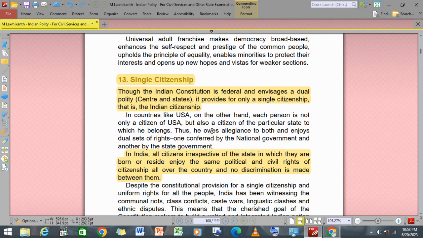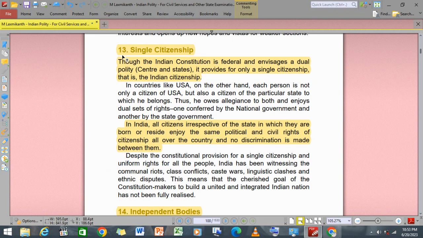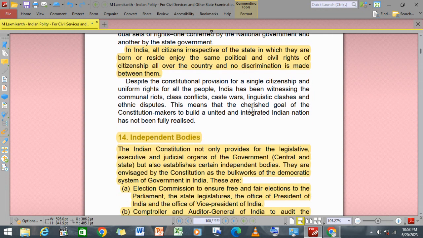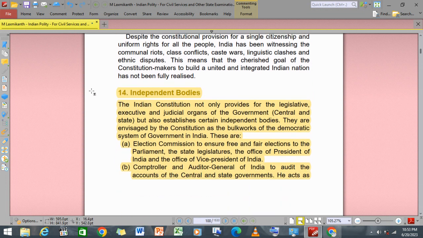All right. And then if we move forward, we have single citizenship. All citizens have one citizenship, whether they belong to the center or a state. Unlike the US, where two citizenships are held, first of America, and another of the states. In India, all citizens enjoy one citizenship.